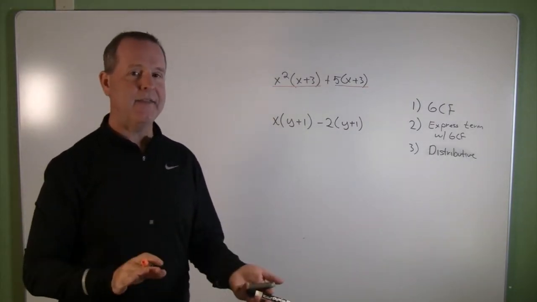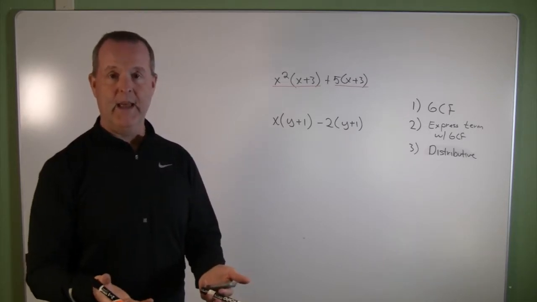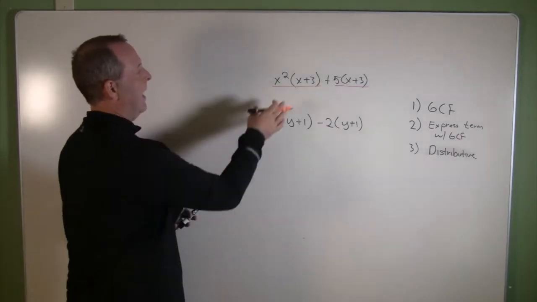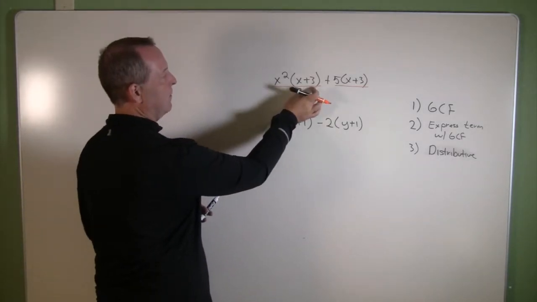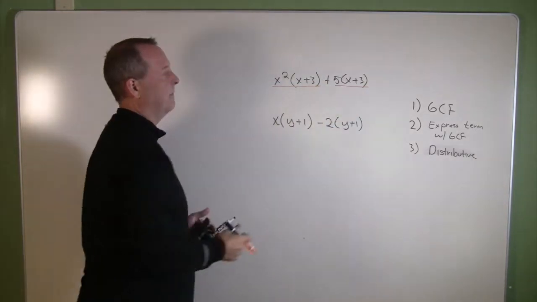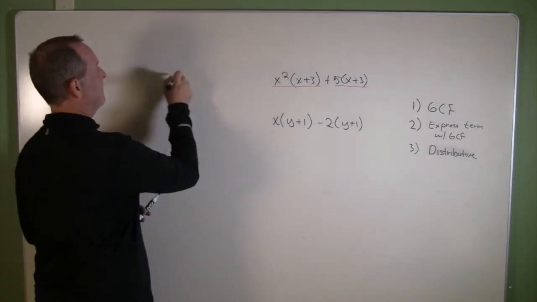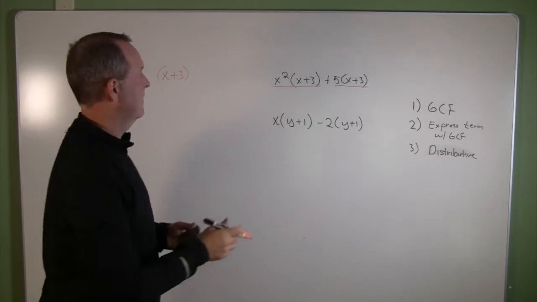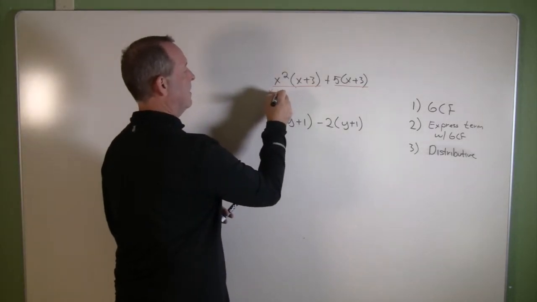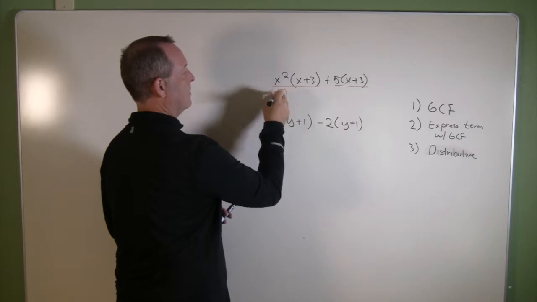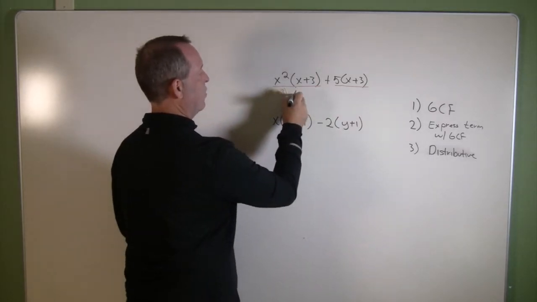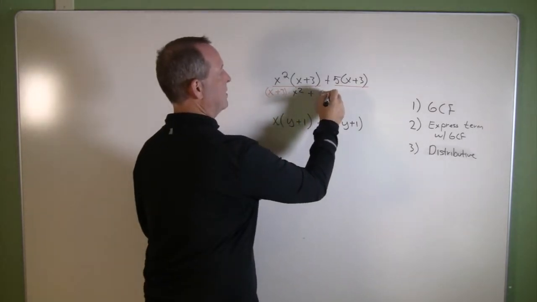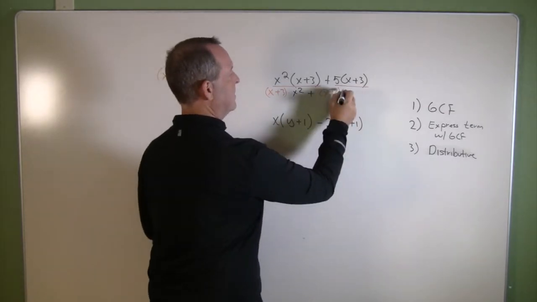Once I'm able to identify that and am comfortable with that, now I can look for what's the greatest common factor between those two terms. I look at this and what's common here? I have an x plus a 3 here and an x plus a 3 there. So my x plus 3 is my greatest common factor. And if I rewrote that then, that would be x plus a 3, I factor that out, times an x squared, plus x plus 3 times a 5.